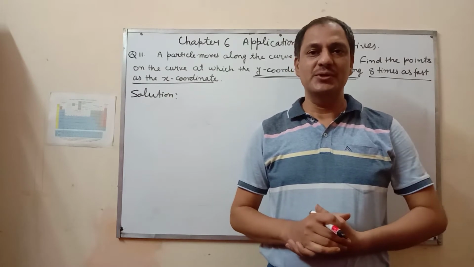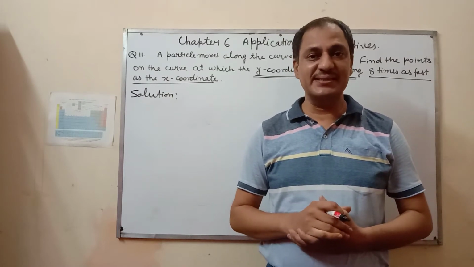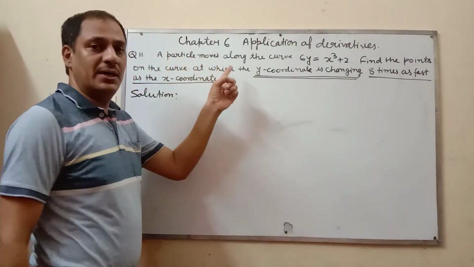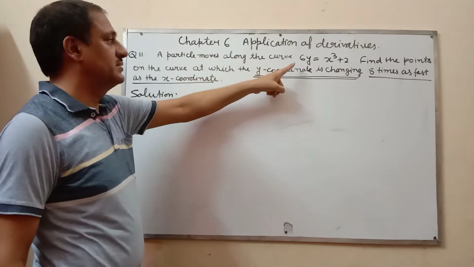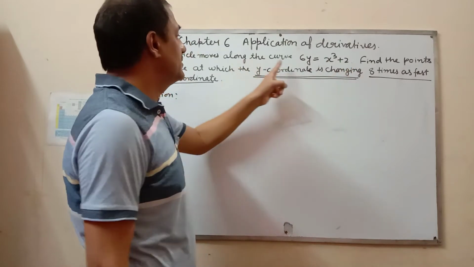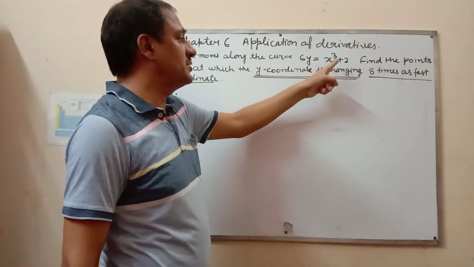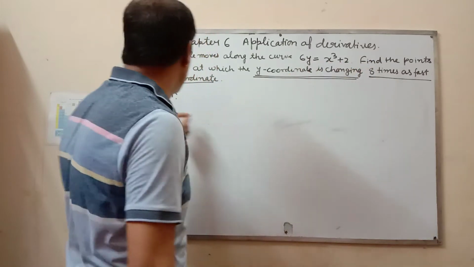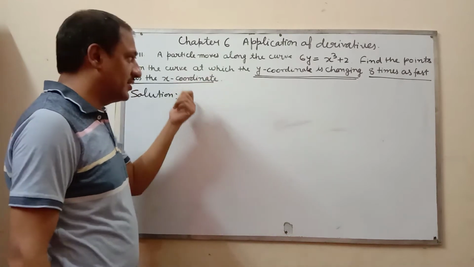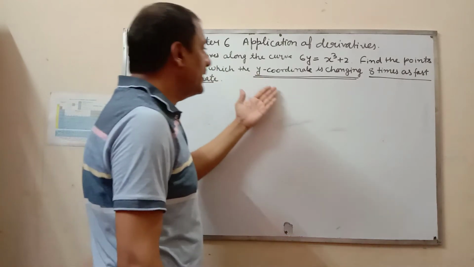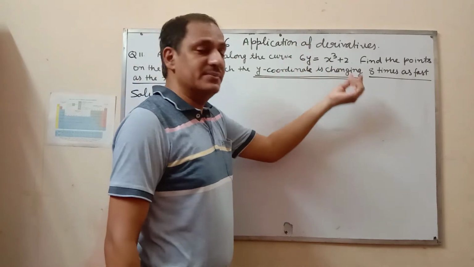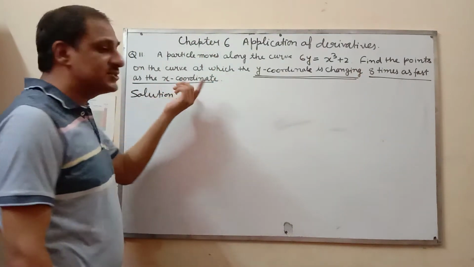Today I am going to solve question number 11 of exercise 6.1. The question says that a particle moves along the curve 6y = x³ + 2. Find the points on the curve at which the y coordinate is changing 8 times as fast as the x coordinate.